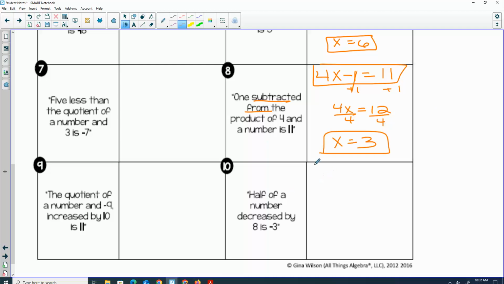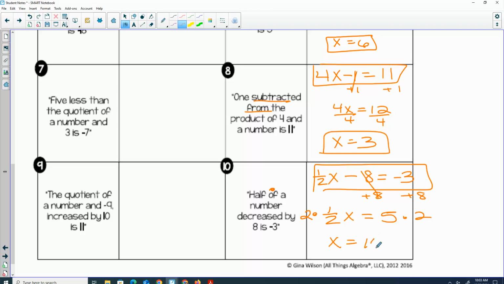Number 10, half of a number. Of means times. So we have half times a number. So 1/2 x. Decreased by, so minus 8 is negative 3. So that's my equation. I saw some problems solving this one. If you add your 8, so we have 1/2 x equals 5. Okay, how do you get rid of the 1/2? Flip it. So we can multiply by 2. And we should get 10.